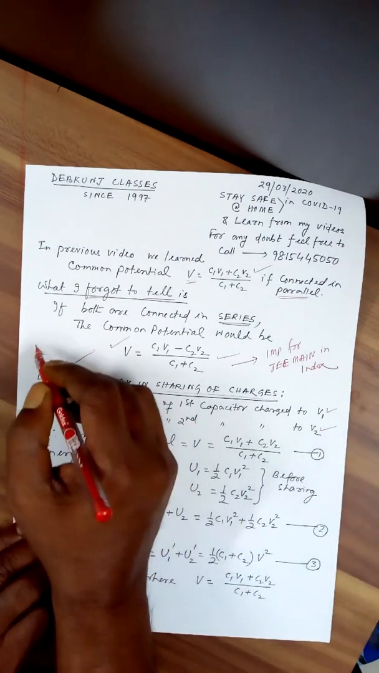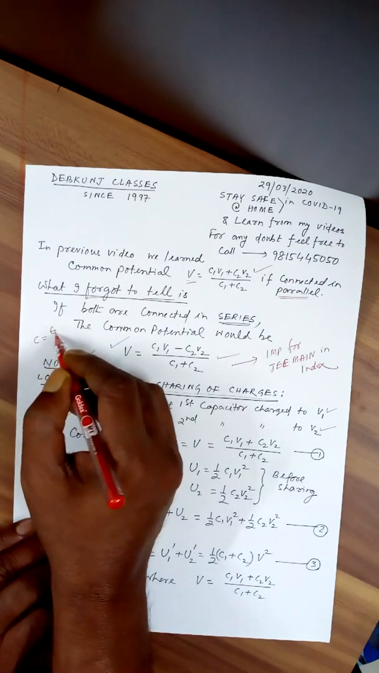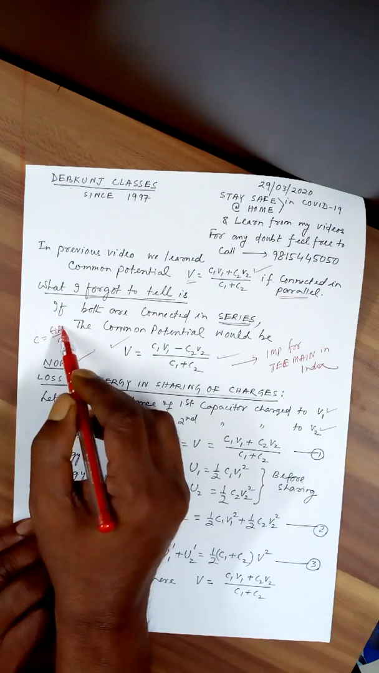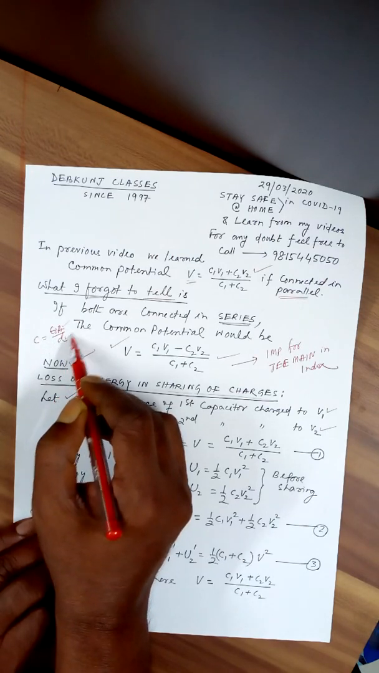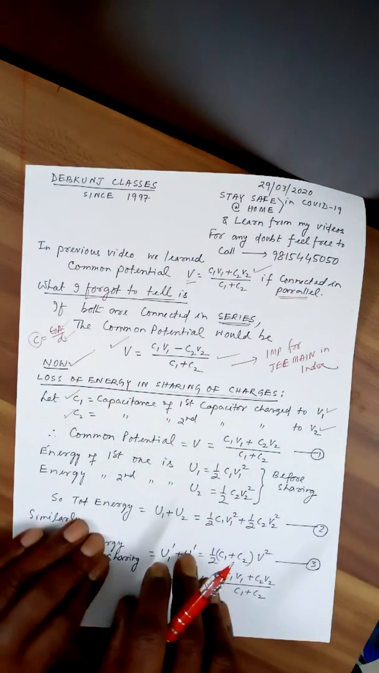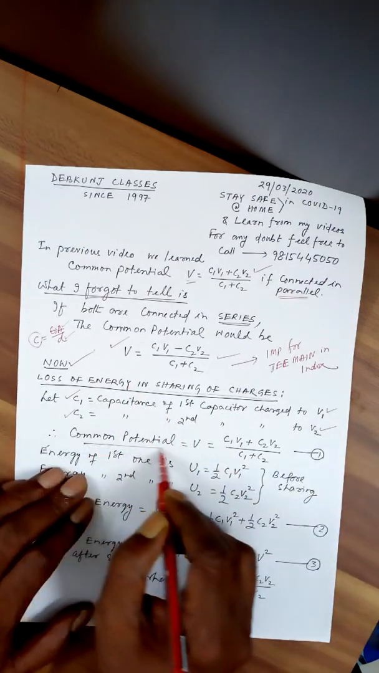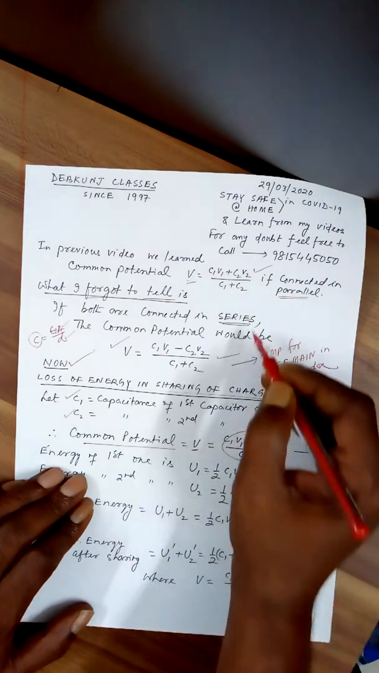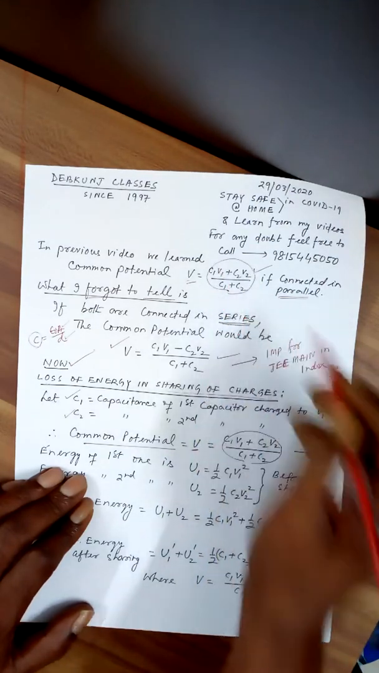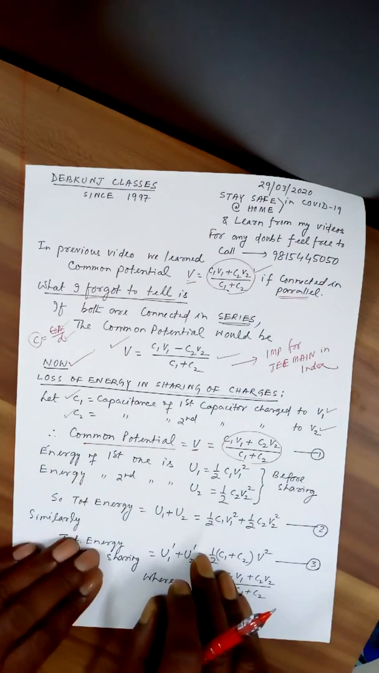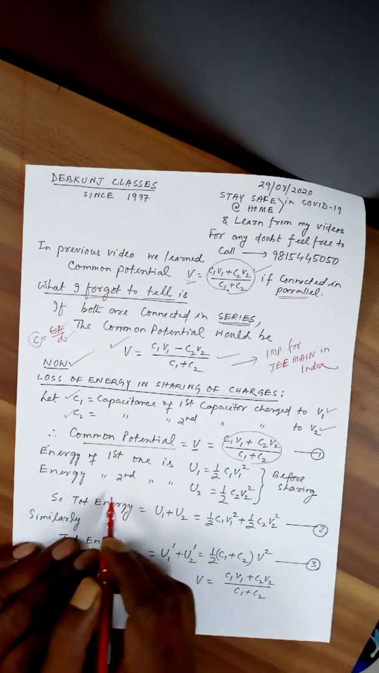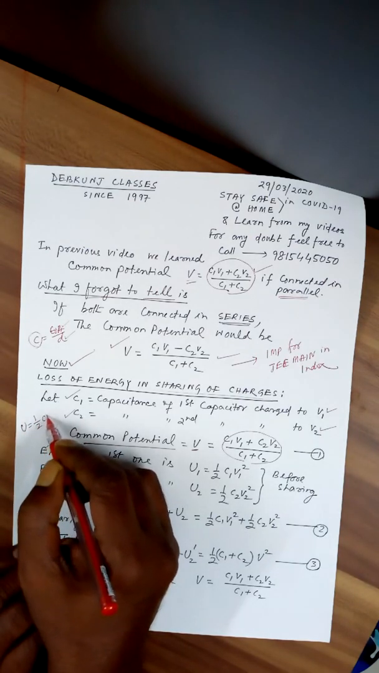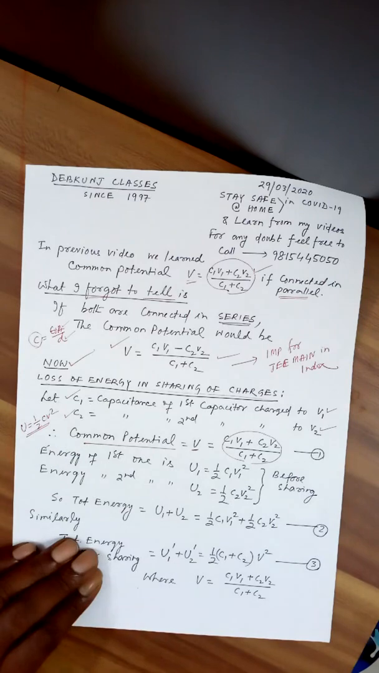Capacitance of a parallel plate capacitor was C equal to epsilon naught A by D, where A, the area of the plate, is a constant, and D, the distance between the plates, is a constant. Therefore C is a constant. Now, the common potential we had just derived in the previous lecture is V. The energy of a capacitor is half CV square, from my previous lectures.